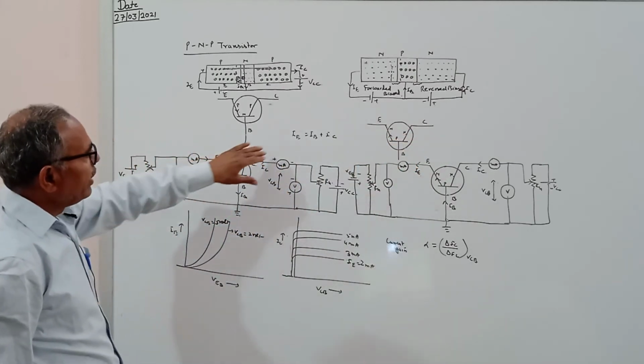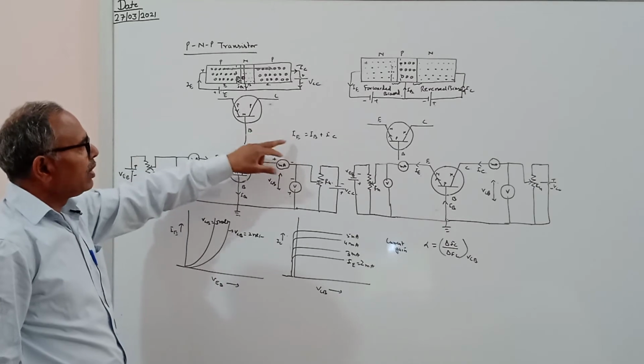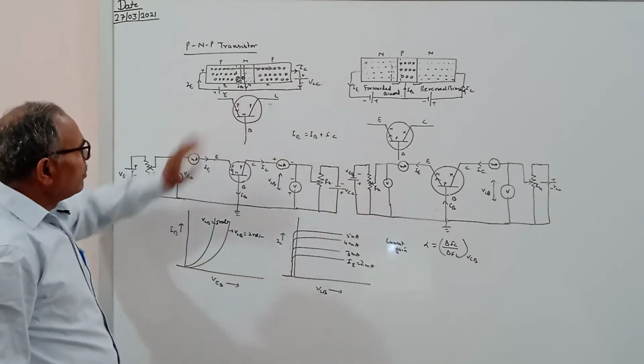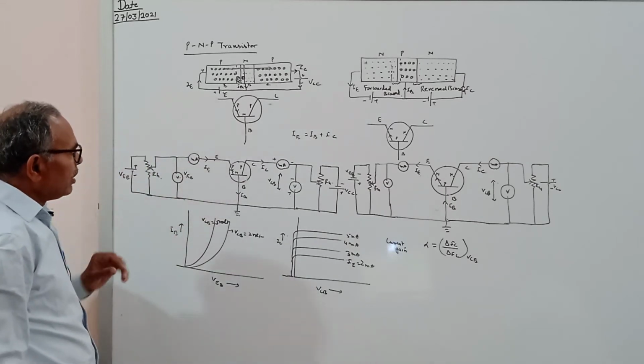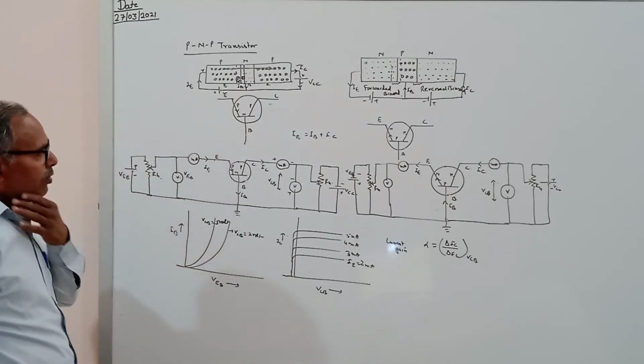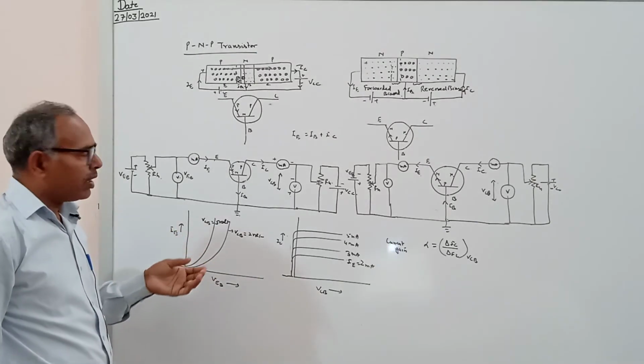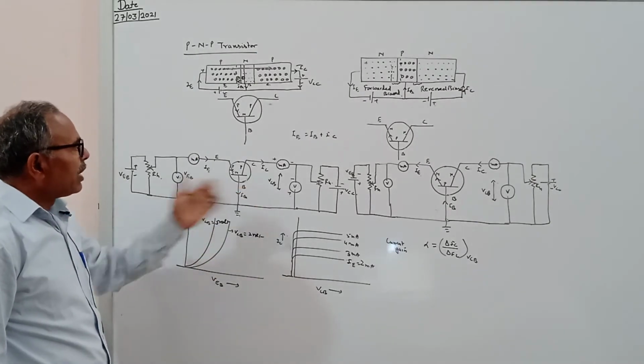Now the current IE, that is the emitter current, will be the sum of the base current and the collector current that we get from this circuit. Now how do we plot, how do we know the input characteristic and the output characteristic of the PNP transistor circuit?